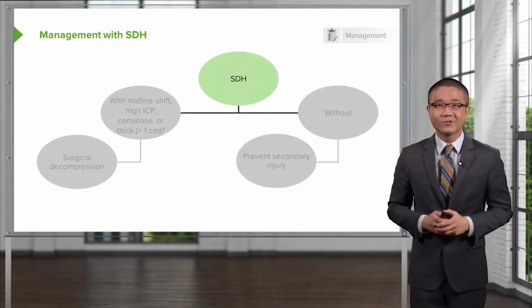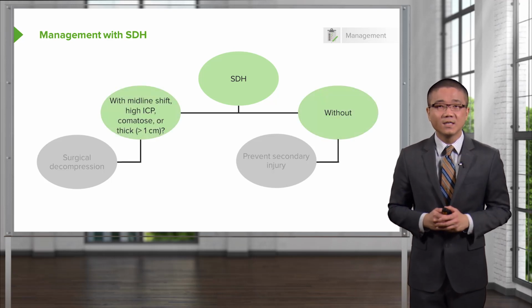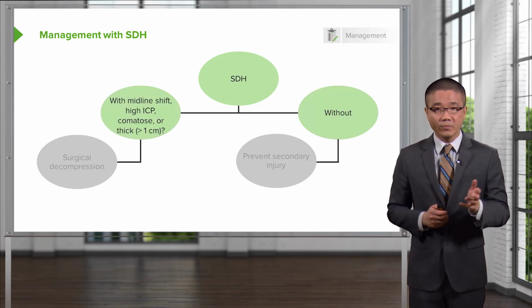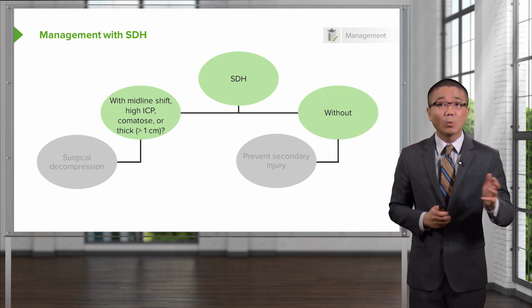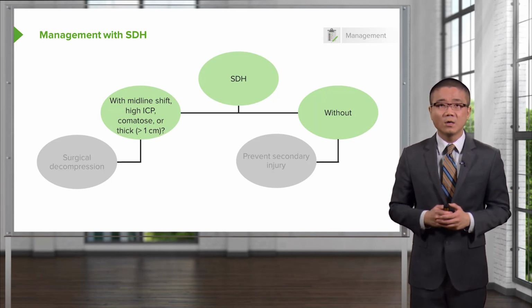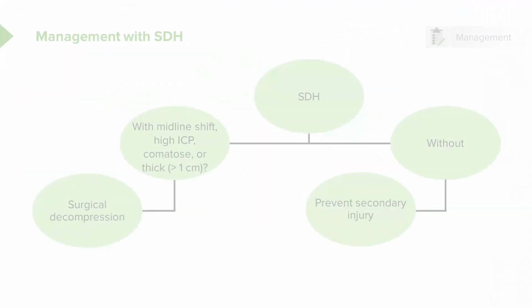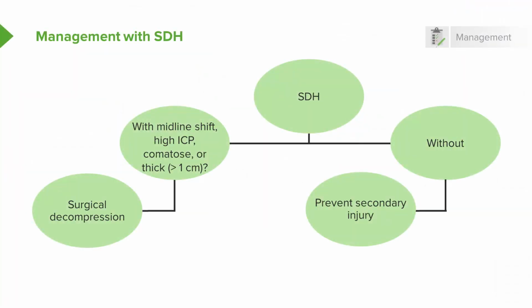How do we manage subdurals? Based on the clinical status and the severity of the subdural, management is guided by midline shift, intracranial hypertension, clinical pictures such as a comatose or worsening GCS patient, or particularly large subdural hematomas, defined as hematomas greater than 1 centimeter in thickness. If these findings are present, consider calling your neurosurgical colleagues for surgical decompression of the hematoma.